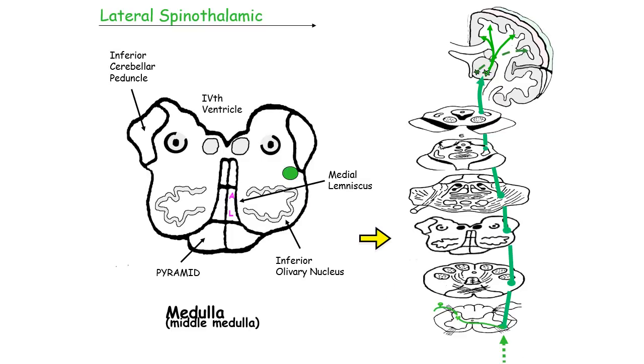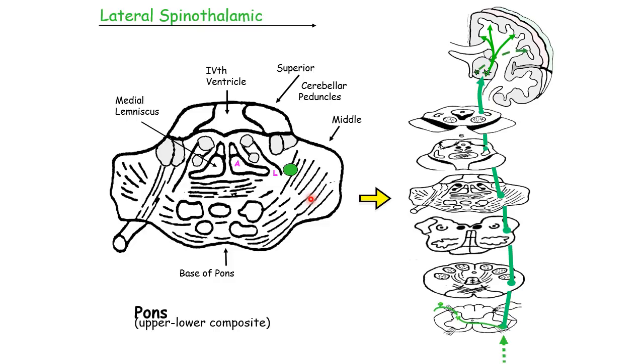As we go into the medulla a little bit higher, we see that the anterolateral system stays very much lateral and very distant from the medial lemniscus and very distant from the pyramid. As we go a little bit higher into the pons, we see that the pain fibers stay in this lateral position, but now the medial lemniscus is moving out towards the spinothalamic pathway, and we see the leg is coming closer and closer to the spinothalamic pathway.